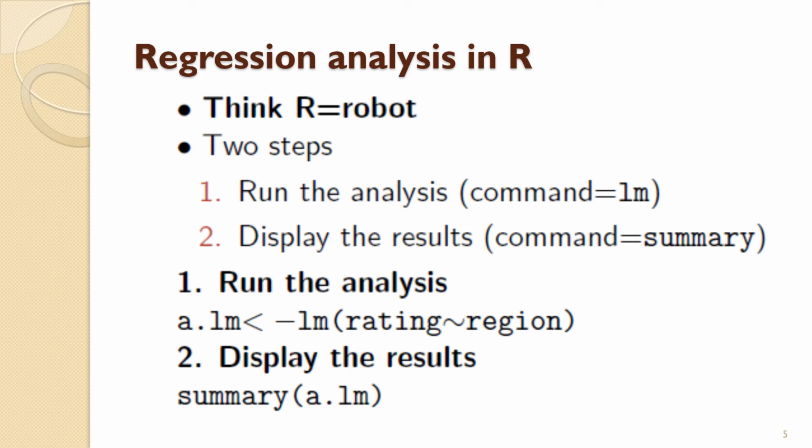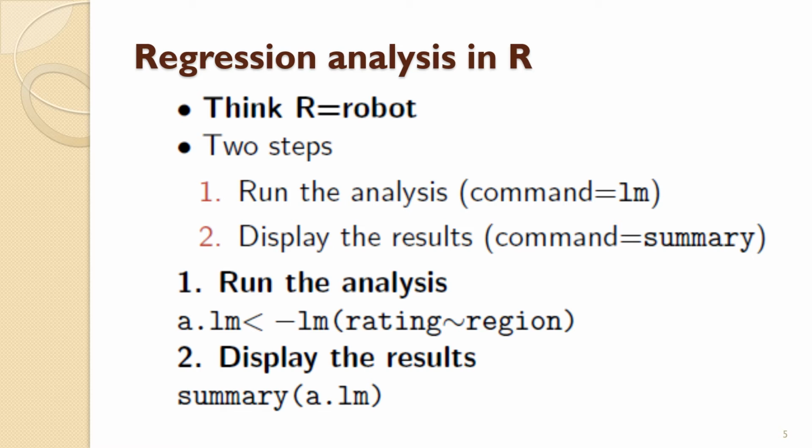So how to read this? This is a linear model of rating dependent upon the region. That is what the tilde or the squiggle sign means, and you're going to call it something logical here, a.lm, and then in the second step get it to summarize the results. So the command is summary applied to the name that you've used at the first stage. So that name there, summary a.lm, that name a.lm must match exactly what you've called the thing in the first stage.